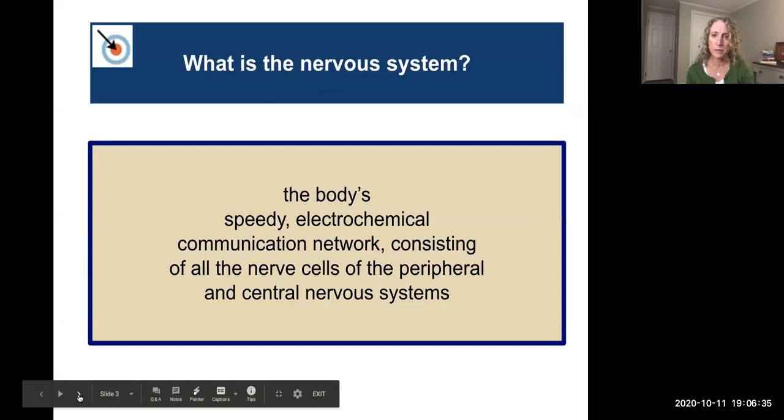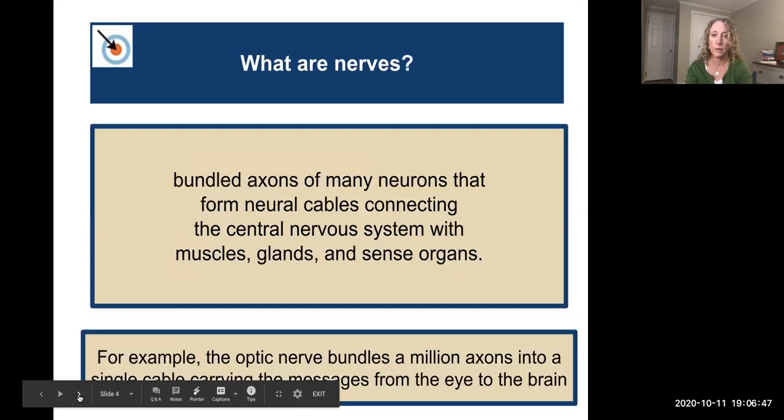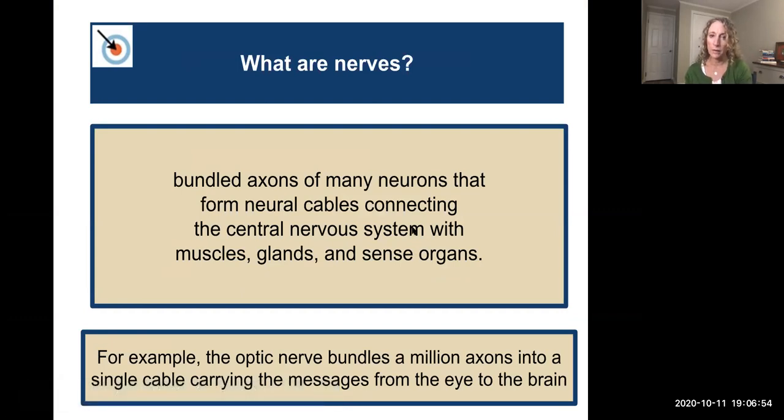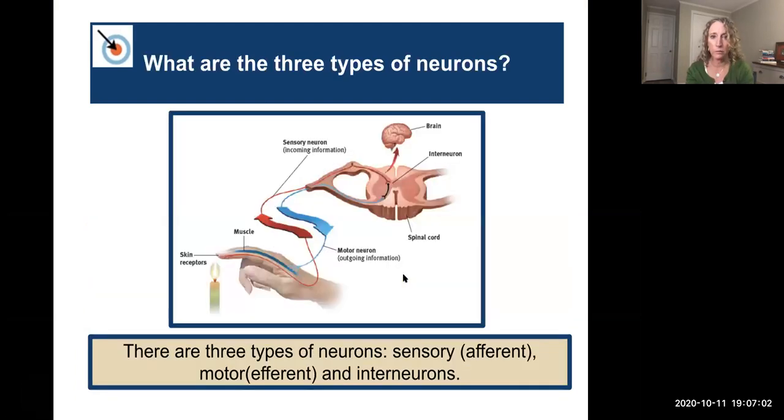The nervous system is the body's speedy electrochemical communication network. It's all the cells of the peripheral and central nervous system, and we're going to learn about those. They're bundled axons of many neurons that form neural cables, and they connect the central nervous system to muscles, glands, and sense organs. So it's the communication system, or at least one of them.